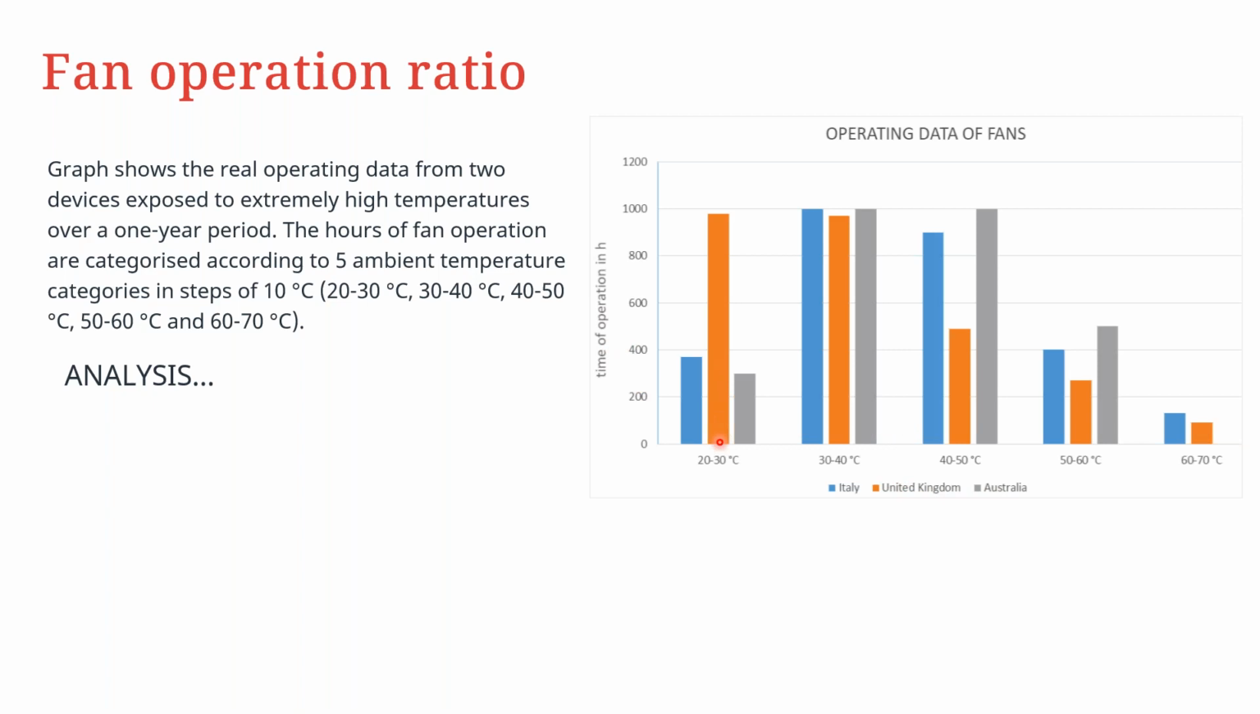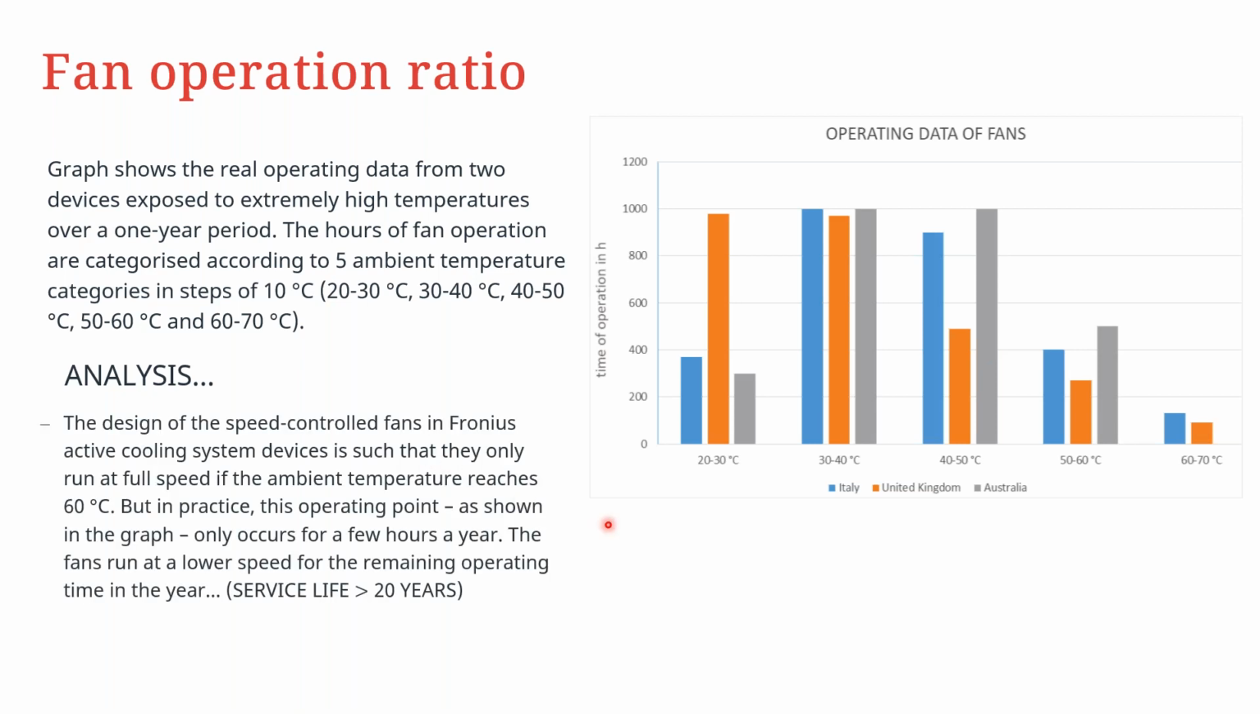In terms of how often these systems operate under these conditions, you can see that in the UK, for instance, you have a high number of systems that operate between 20 to 30 degrees. And in Australia, you have quite a number of systems that operate between 40 to 50 degrees, as we can see here.